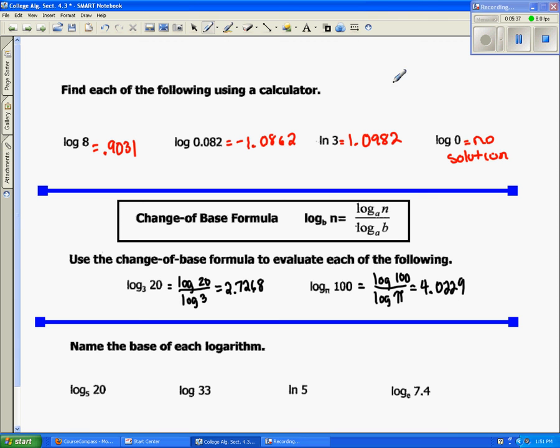Next section, it just says name the base. All it asks us to do is name the base. This is base 5. This is base 10, right here. It's not showing, so since it's log, it's a known base 10. This is natural log, and since nothing's showing, it's a known base e. And this one is base e. So let's just name the base.